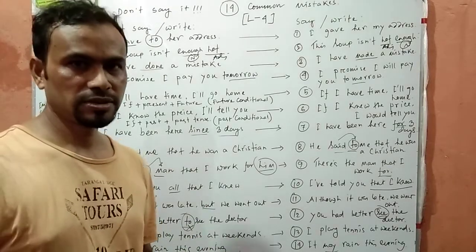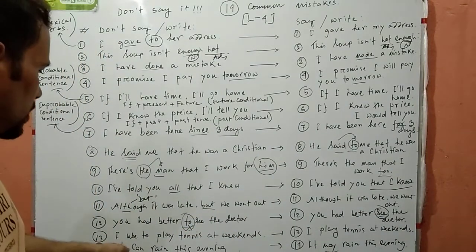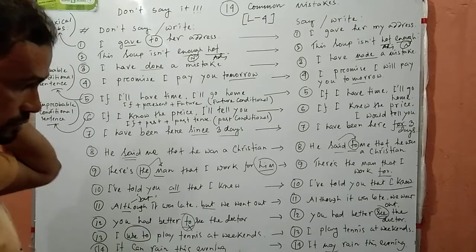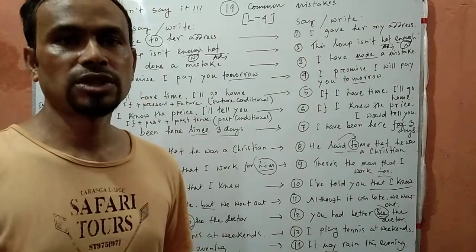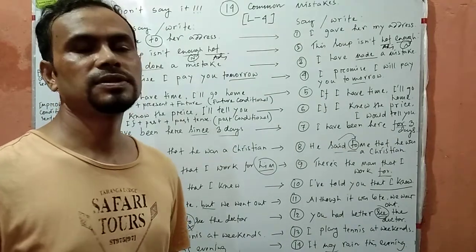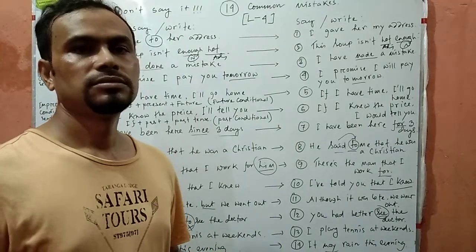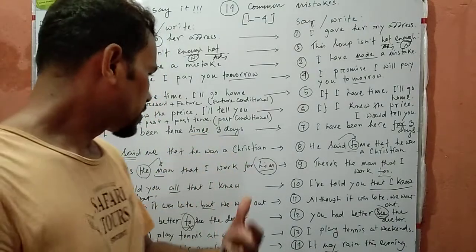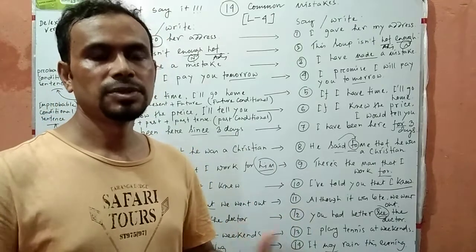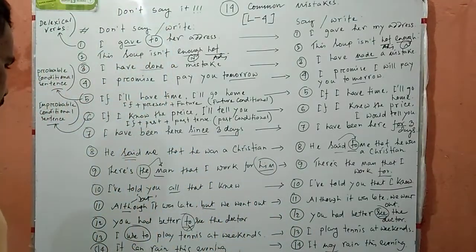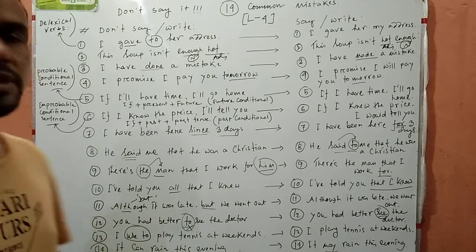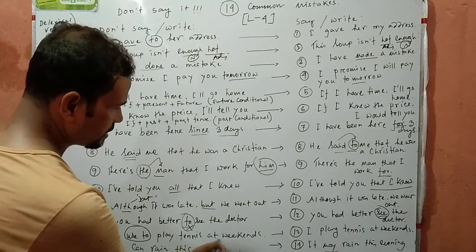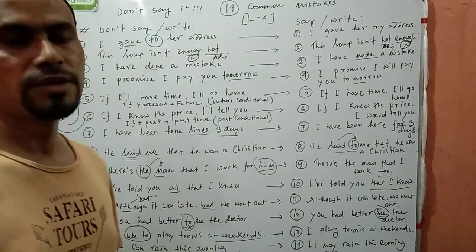So the next sentence, I used to play tennis at weekends. This sentence is not correct, because when you want to use used to, this means a habitual fact. That means you work daily. In that case, we use used to. The sentence is, I used to play tennis at weekends. At weekend, that means one day, we say it is a holiday.